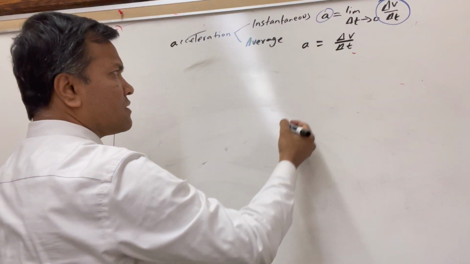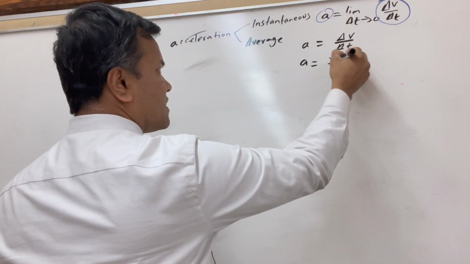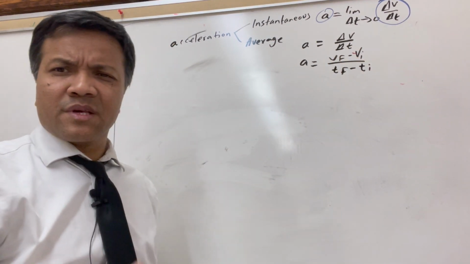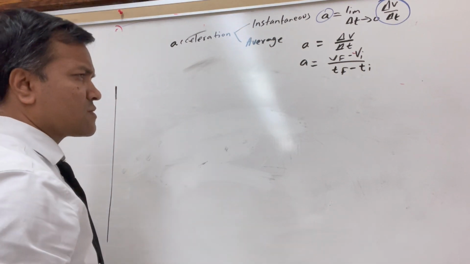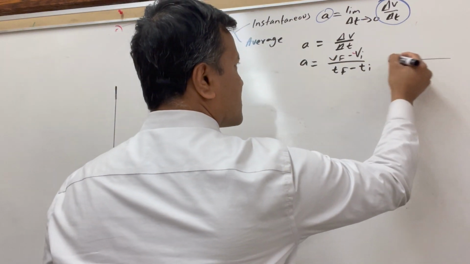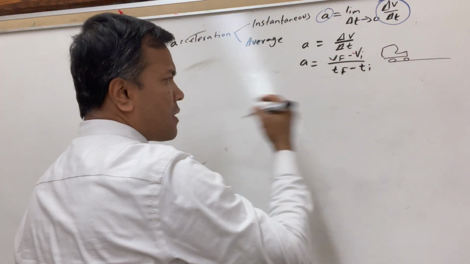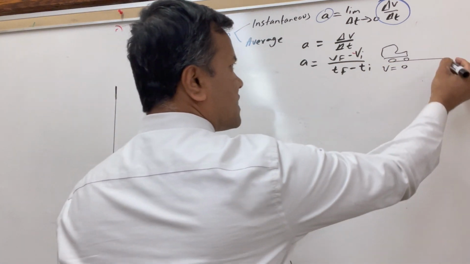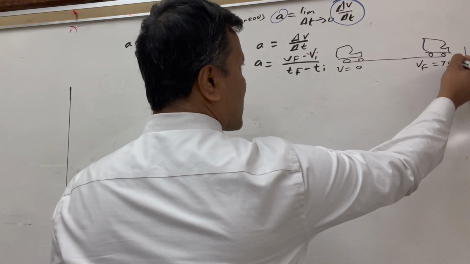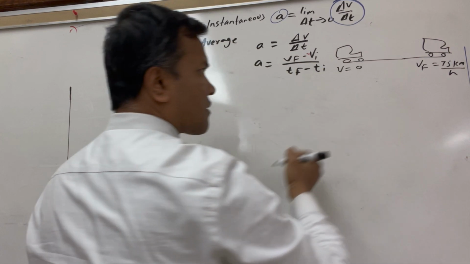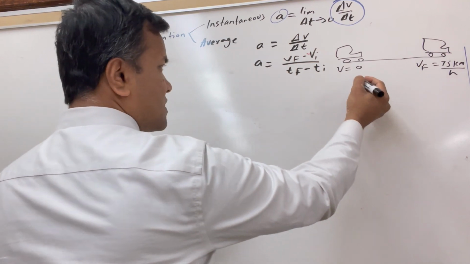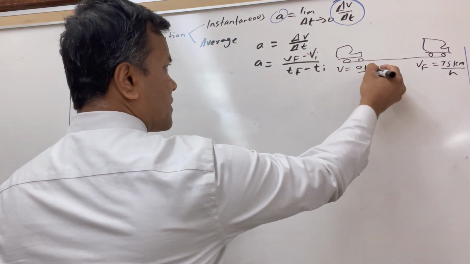When you talk about delta v over delta t, we are actually talking about velocity final minus velocity initial over t final minus t initial. Let me give you an example so that it makes sense. Consider an object, a car, with initial velocity 0 kilometers per hour and final velocity 75 kilometers per hour.